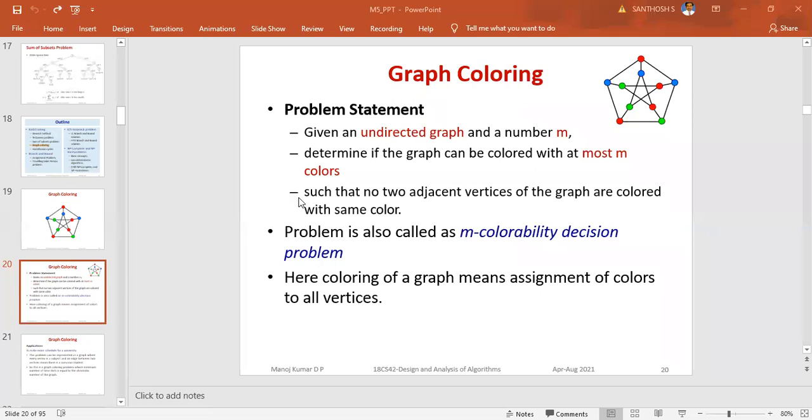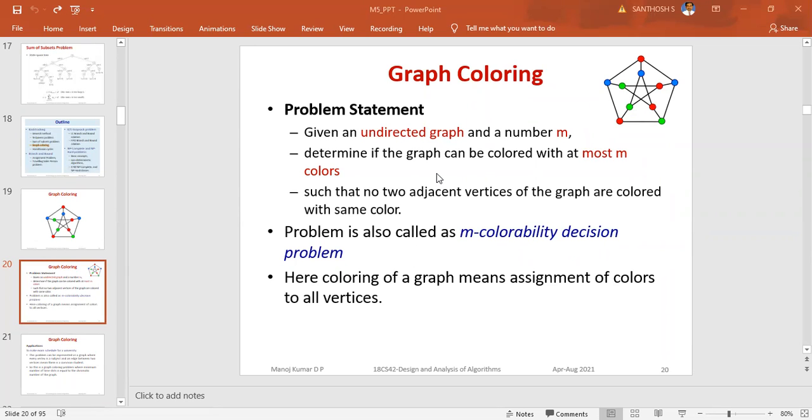So come to the statement. Problem statement: given an undirected graph and a number m, determine if the graph can be colored with at most m colors such that no two adjacent vertices are colored with the same color. So no two adjacent vertices should be colored with the same color. This problem is also called the colorability decision problem.